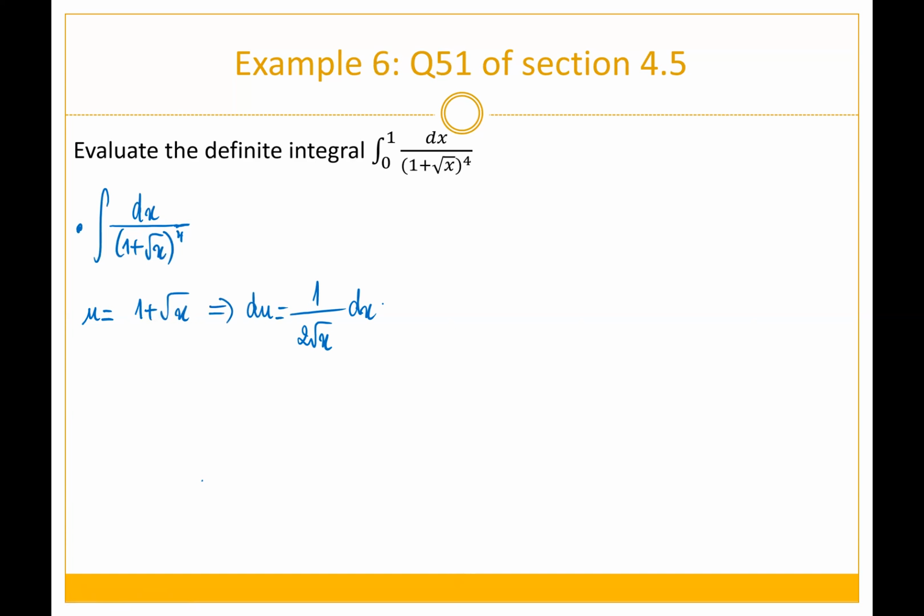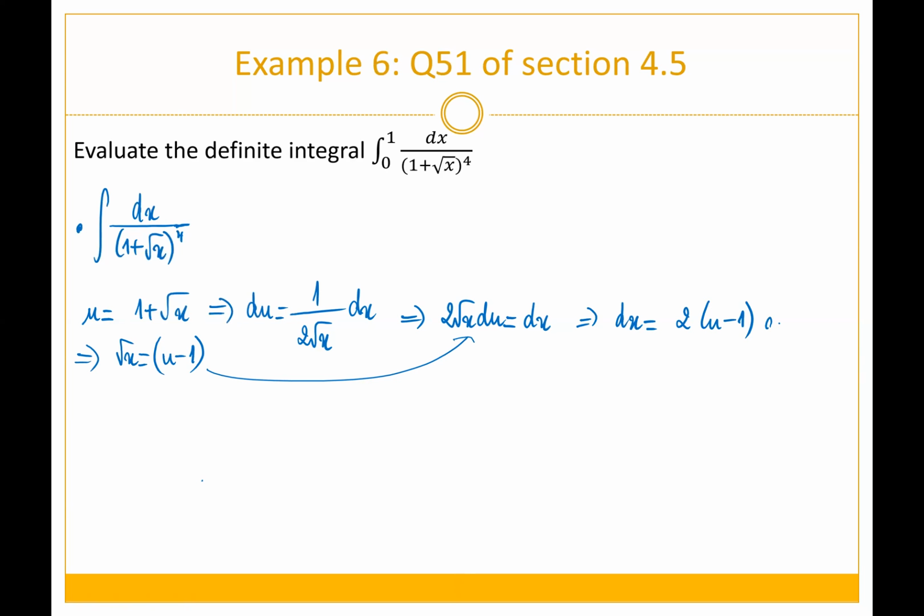Now, you look at the expression, you don't have any square root of x separately. So the way you're going to do it is, here you have 2 square root of x du is dx, right? You only have dx in the numerator. But you have u be this, so square root of x is going to be u minus 1, right? That's when you can plug it in here. So again, this is all about manipulation. 2 times u minus 1 du. So your integral right now is going to become 2 times u minus 1 du over u to the fourth.